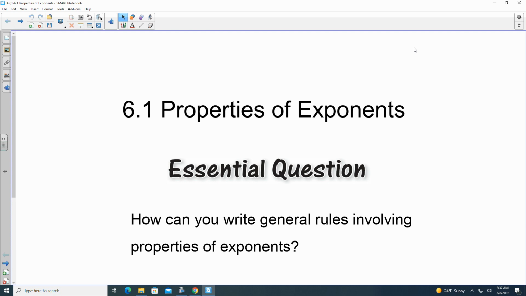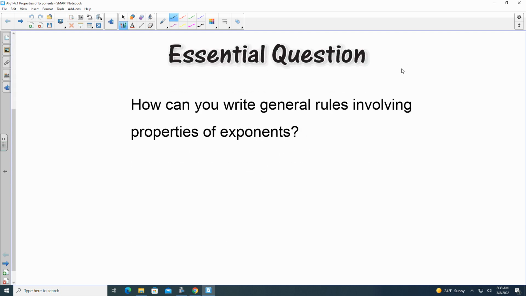In this lesson, we're looking at 6.1, where we're going to find properties of exponents. Exponents are, for the most part, a value. Here's an example. For instance, I have 2 to the third power. This is an example of something that is written in exponent form.